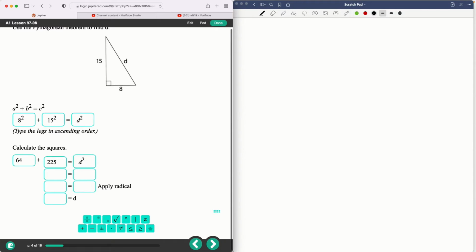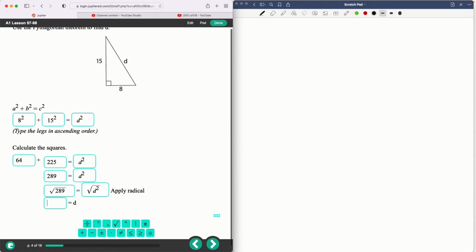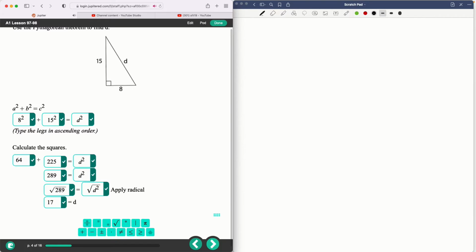We add those together and we get 289, which is the same as D squared. Oops, that's not a square, is it? There we go. Now we apply the radical to 289 and to D squared, and we find that 17 times 17 is 289, so 17 is the answer for D. And we check it. Voila, it's all correct.